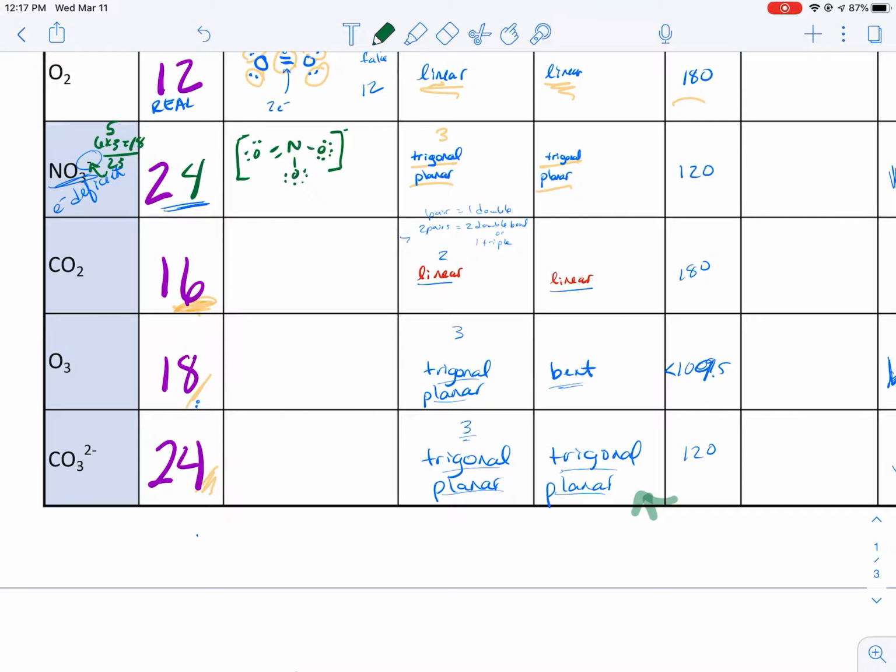This is the one that has the correct electron count. If you want to count it, you got 2, 4, 6, 8, 10, 12, 14, 16, 18, 20, 22, 24. So we are good to go on our electron count. So that's all good on that guy.